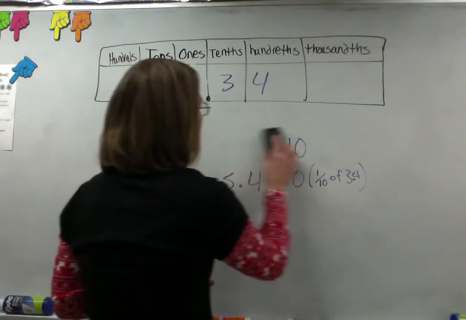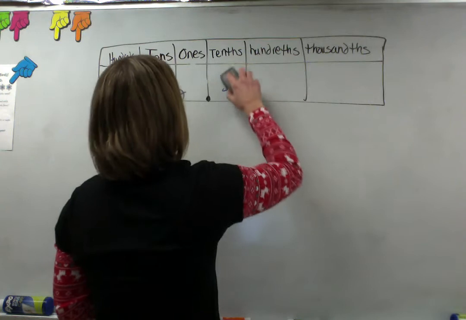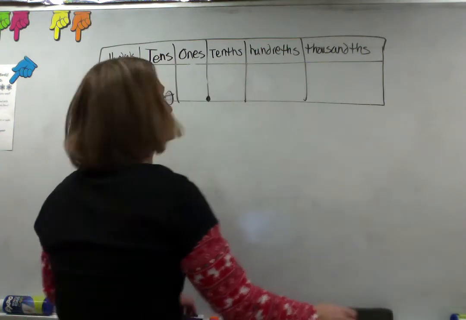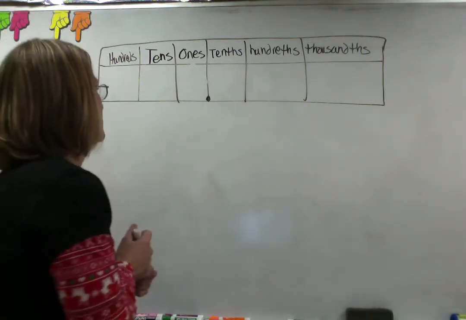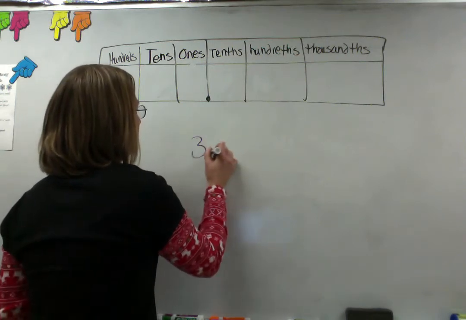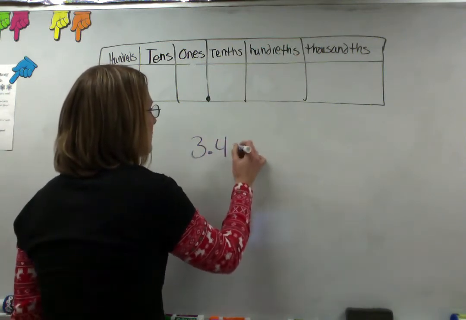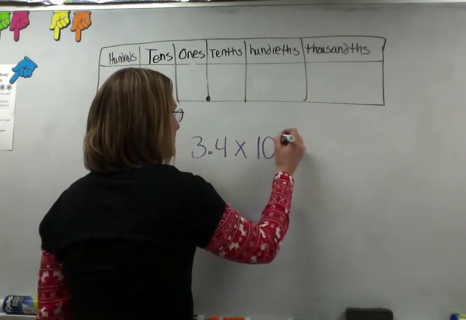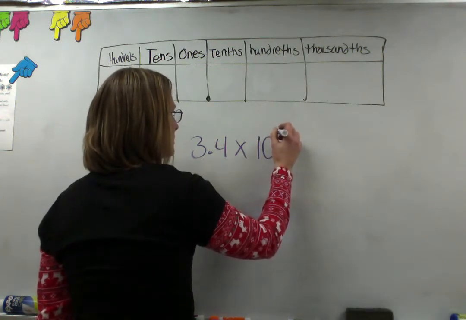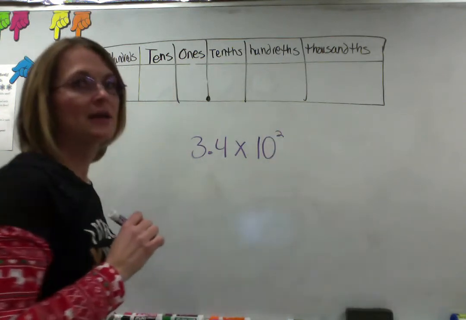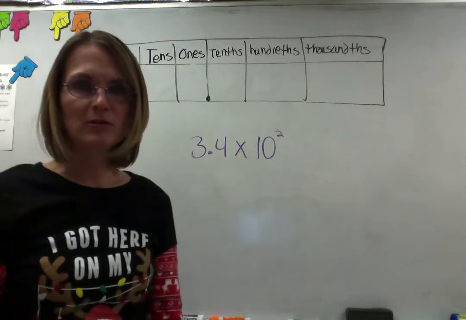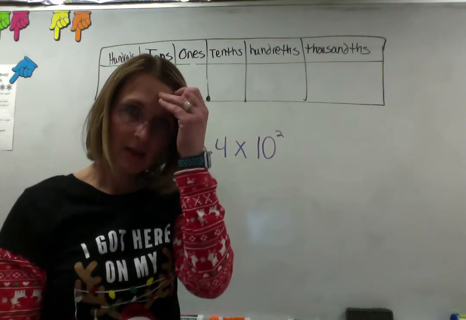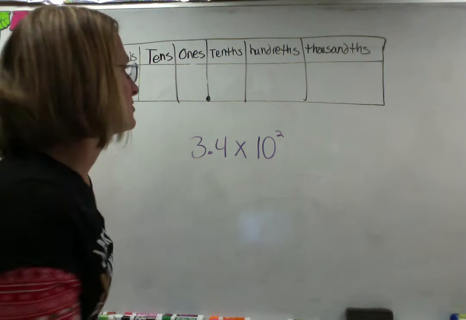Now we're going to do some more, okay? There's some tricks that we can do, though, to make this easier. So let's say we look at something like 3.4, and now we want to multiply it by a power of 10. Let's say 10 to the second, okay? Now, we're like, oh my gosh, powers of 10. What on earth does 10 to the second mean? So we may have to review our powers of 10.